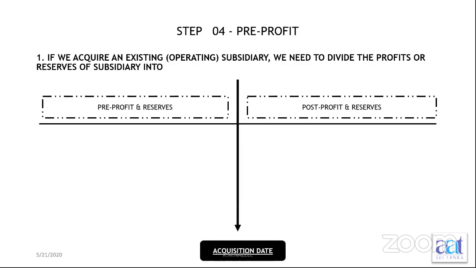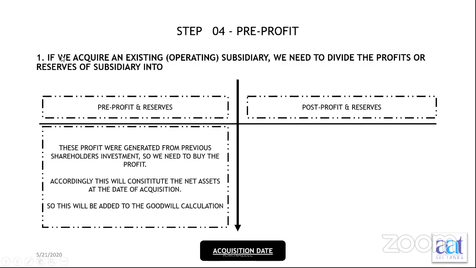See, the guideline explains clearly, any profit before the acquisition is pre. Any profit after the acquisition is post. So you need to go to the subsidiary and separate pre-profits and post-profits. What is pre-profit? These are the profits generated from the previous shareholders' investment, because you are going to buy the company that the previous shareholder had. So we need to pay for that profit also. Accordingly, any pre-profits will be taken to goodwill calculation.